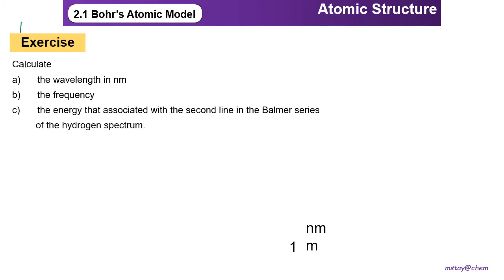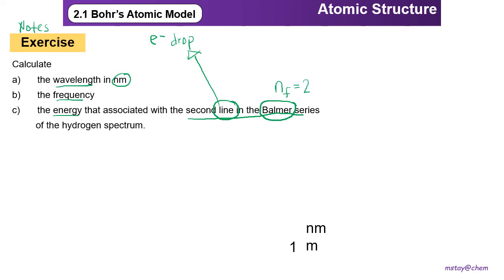This exercise is taken from your lecture notes. Calculate the wavelength in nanometer, frequency, and energy associated with the second line in the Balmer series. When we see the word line, you will have the idea that the electron is dropped from a higher energy level to a lower energy level. When you see the term Balmer, we know that the electron is finally dropped to n equal to 2. So what is the initial energy level of the electron?